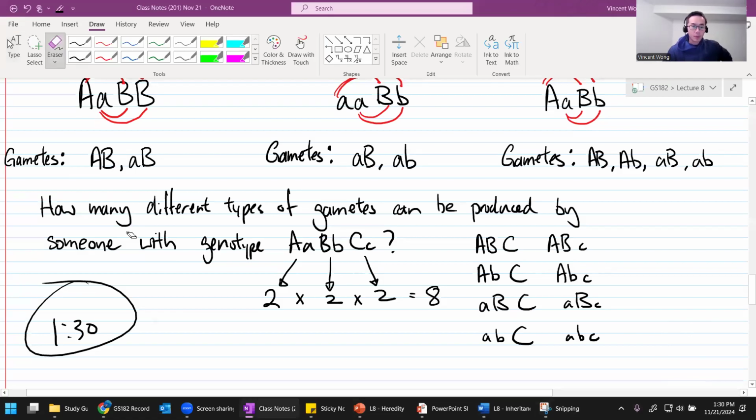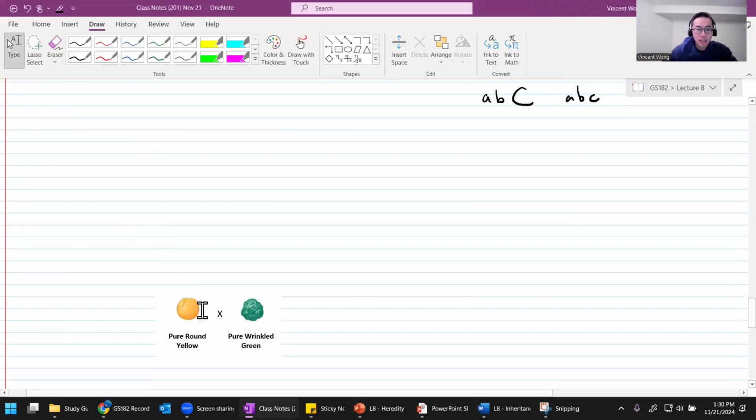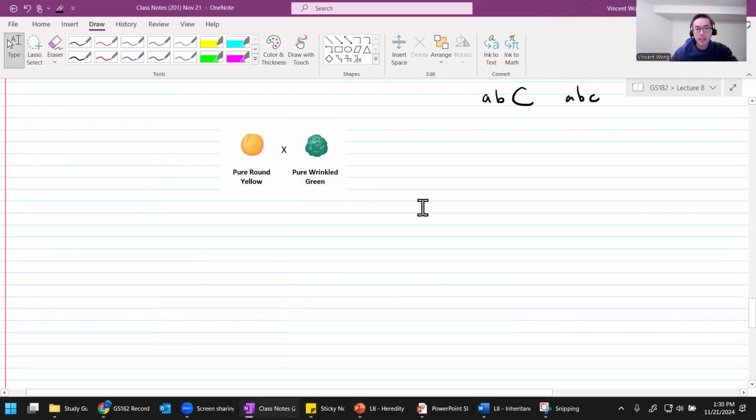All right, let's keep going. Now that we understand how gametes can have various combinations when we're tracking more than one gene, let's take a look at the dihybrid cross here. So we are tracking two characters here. We're tracking the shape of the seed, and then the color of seeds. All right, those are the two things we're keeping track of.